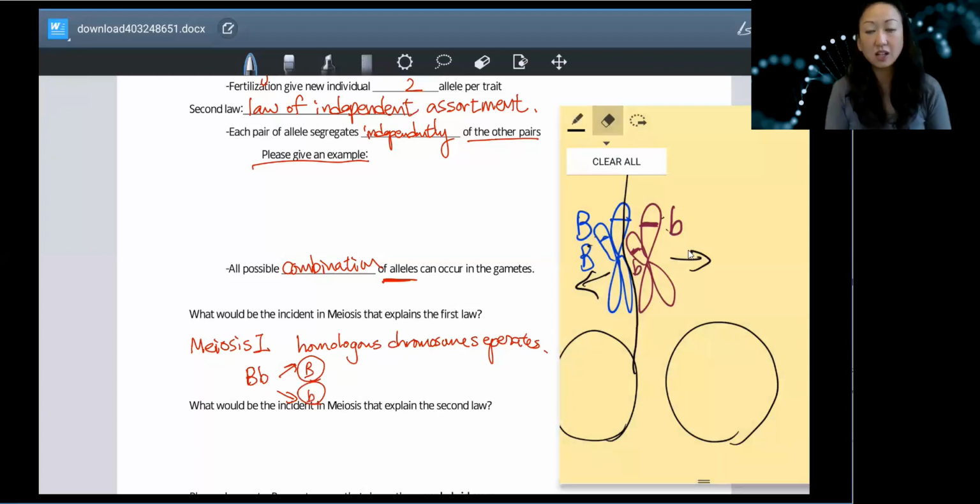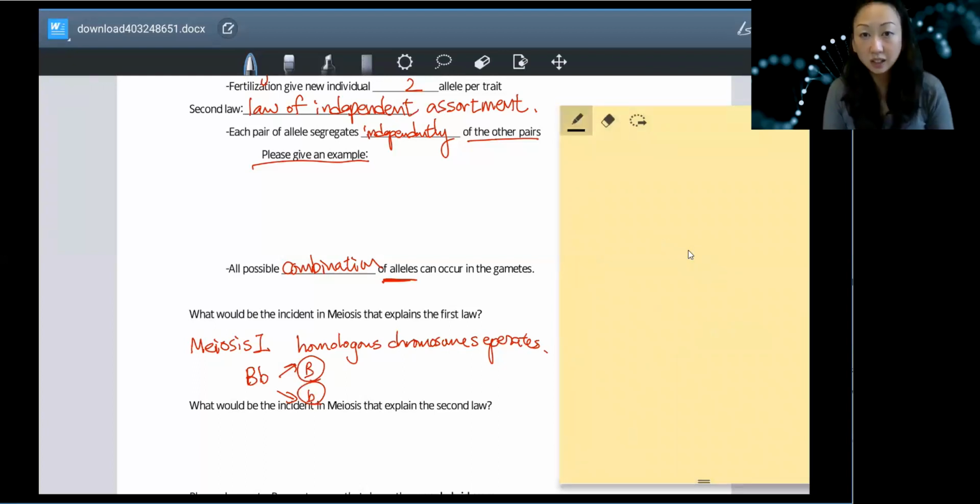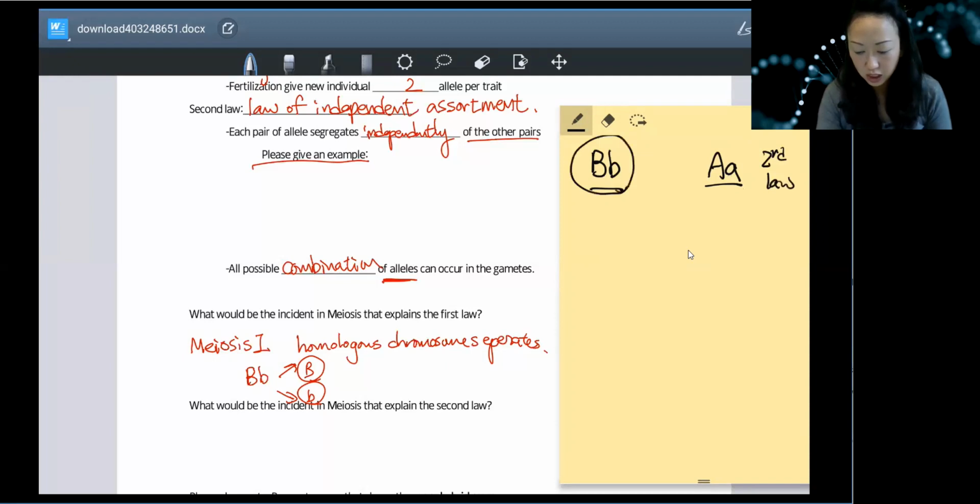What is the second law talking about? If the first law is talking about alleles of the same gene, the second law is about alleles of different genes, right? So we're talking about how do they behave? These are two different genes. How do they behave? That's what the second law is talking about. This is gene 1, this is gene 2. Do I inherit them, if I get big B, I always get big A? No. So it says you inherit them independently.